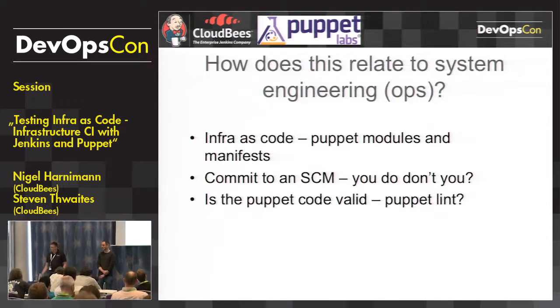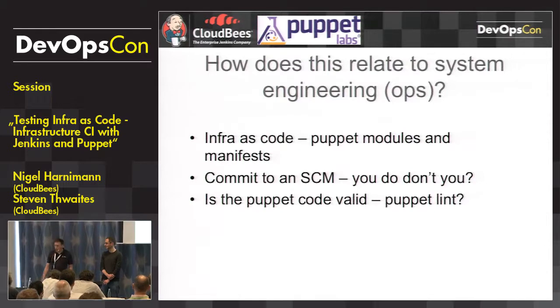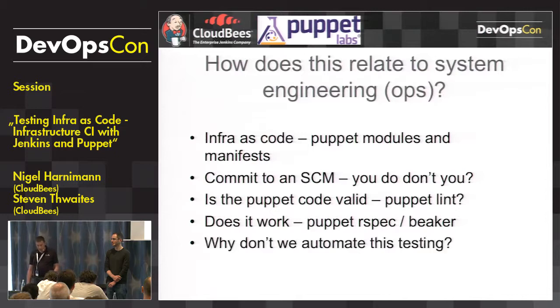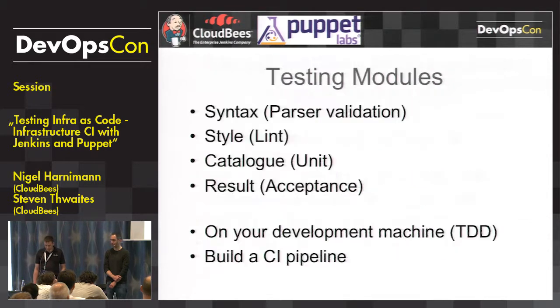How do you know your Puppet code's valid? Well, you can use tools like puppet-lint, which Stephen's going to talk about a bit more. How do you know it actually works? Well, there's test tools like RSpec and Beaker. You can run those and test the code. But you don't want to do that by hand. You want to do that automatically. You want to do that on every commit. So CI is as relevant to infrastructure as it is to application code. I think this is where we hand back to you, Stephen, to talk about the testing tools. It is, thank you.